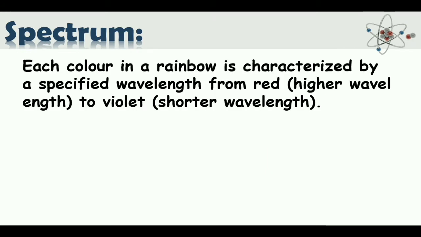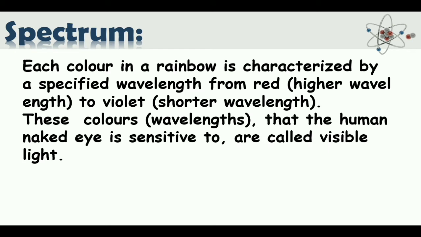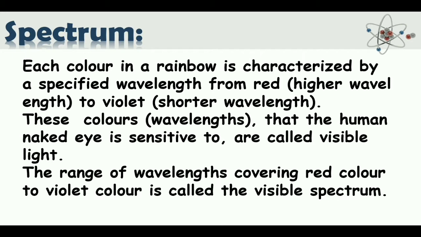So like this, each color in a rainbow is characterized by a specified wavelength from red to violet. These colors that the human naked eye is sensitive to are called visible light. There are so many ranges, but we can only see from violet to red. The range of wavelengths covering red color to violet color is called the visible spectrum.